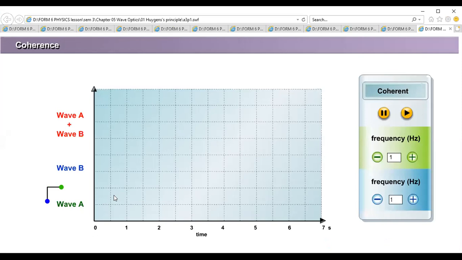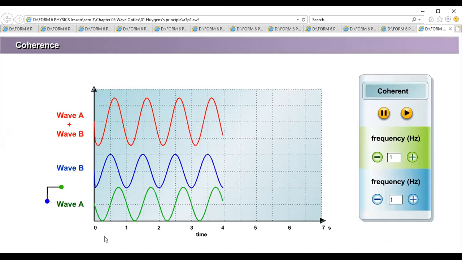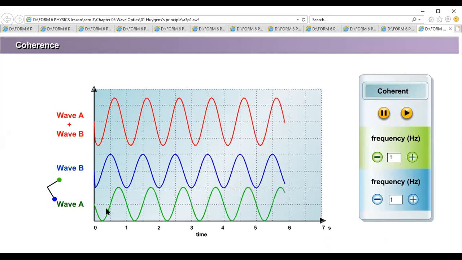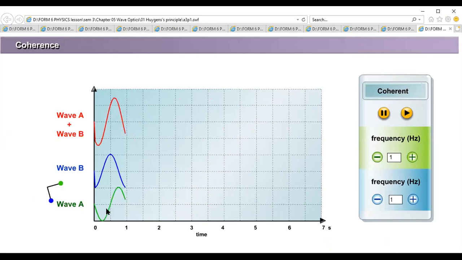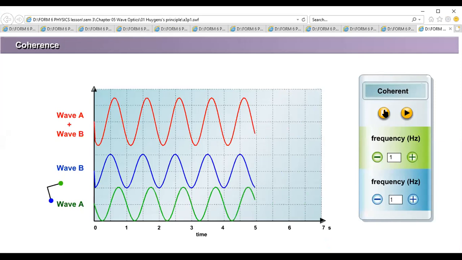Next, let's look at wave A and B. We have two waves. What happens to two waves with the same frequency, but with a phase difference? When the waves have a phase difference, we notice that if the amplitude is, let's say, 1 unit, the result will not form 2 units, but more than 1 unit.